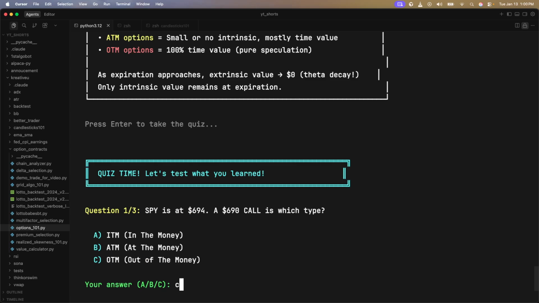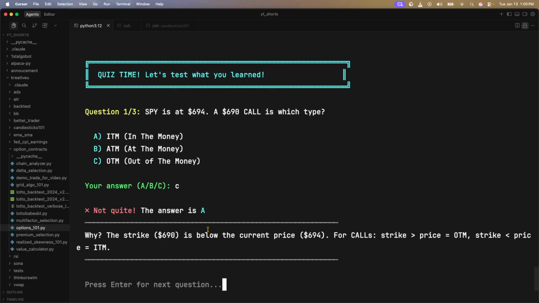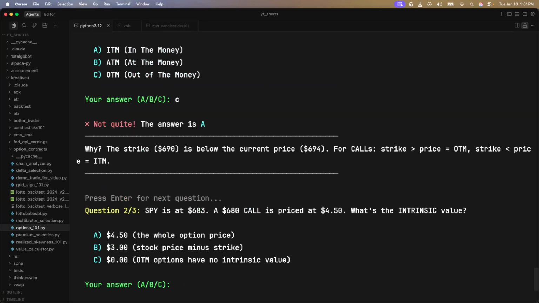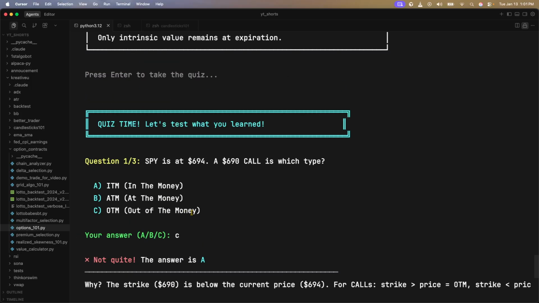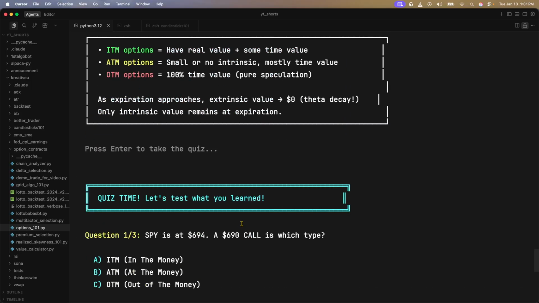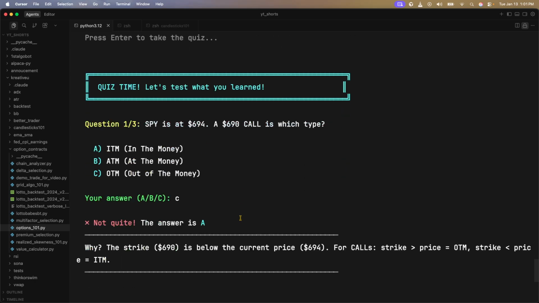So let's go ahead and put C, not V, but C. Why? The strike price is 690, which is below the current price. If the strike is greater than the price, it's OTM, but if the strike is less than the price, it's ITM, excuse me, in the money. Who's in the money, fam? I'm sorry, I explained it and then I got the answer. That is hilarious, isn't it? I told you it was less. If the strike price is less than the price, it is ITM. So it is ITM, not OTM.